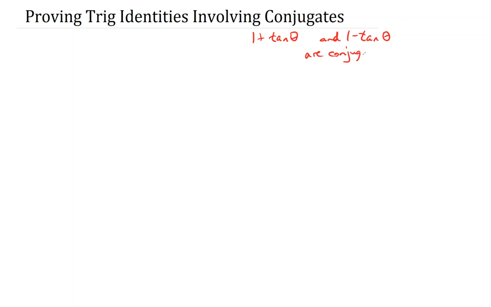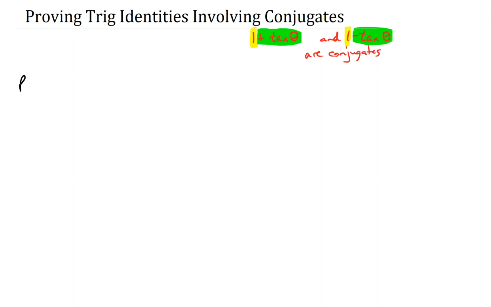So they're both binomials. Both of them have a term with the same sign, right? The one is positive for both. And then the other term, the tangent theta term, is positive here, while the tangent theta term here is negative. Okay, so they're conjugates whenever one of the terms is the same sign and the other term has the opposite sign. All right, let's see an example involving conjugates and why they can be useful.